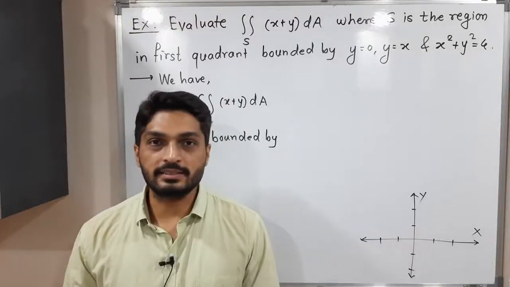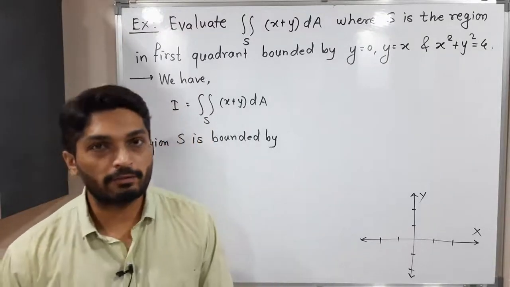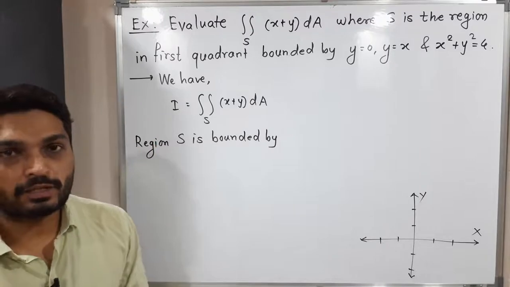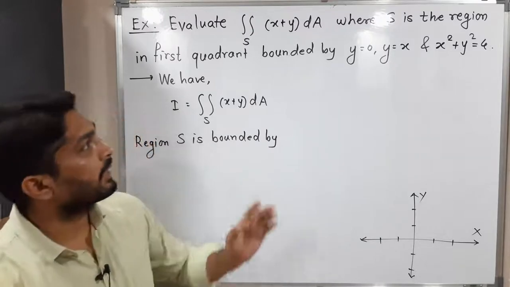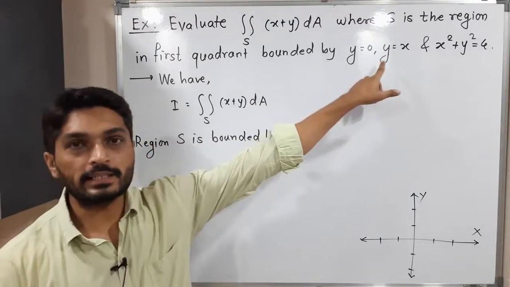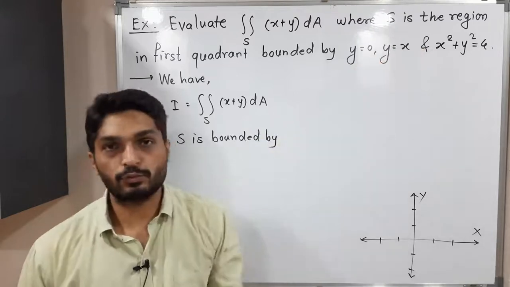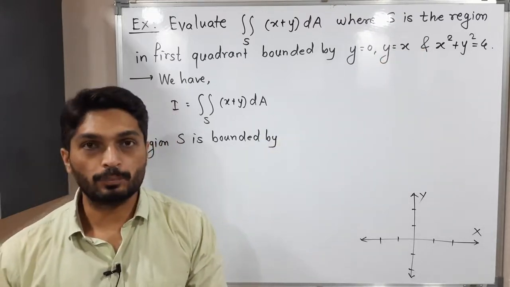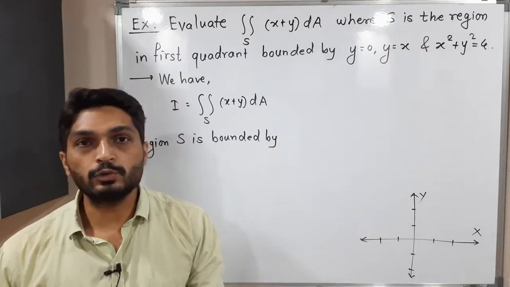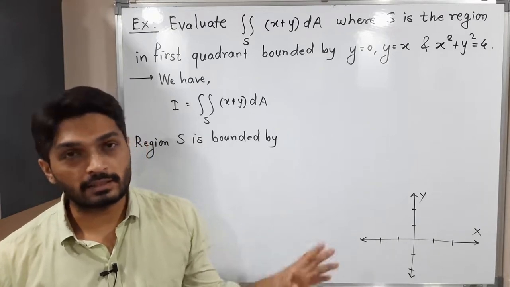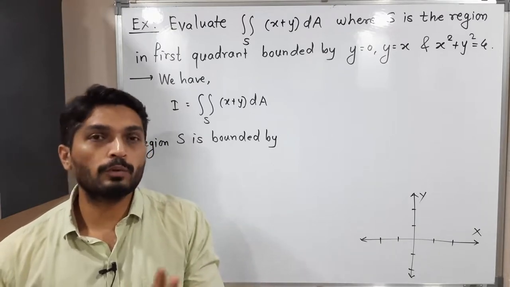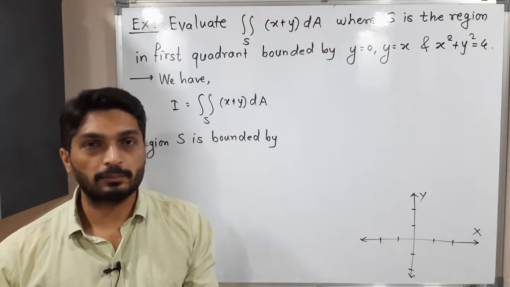Everyone, let us discuss this example. In this example, we have to find the value of this double integration where region S is bounded by y is equal to 0, y is equal to x, then that circle x square plus y square is equal to 4. We are going to solve it using polar coordinates since we have a circle. Most of the times we go for polar coordinates when we have a circle.